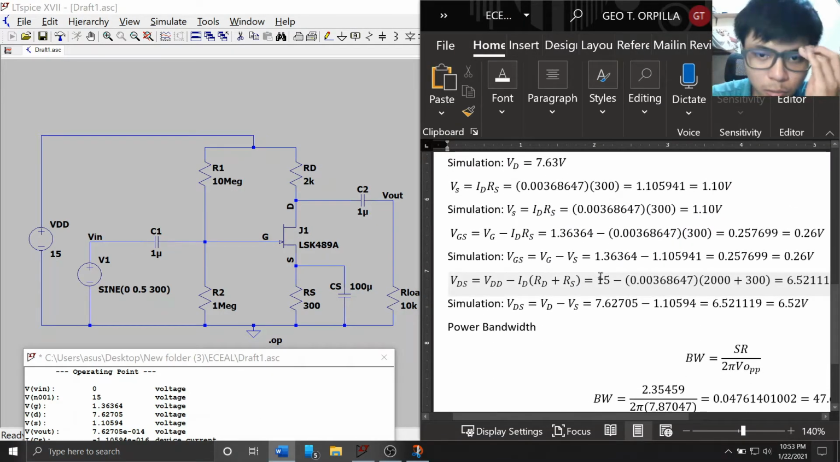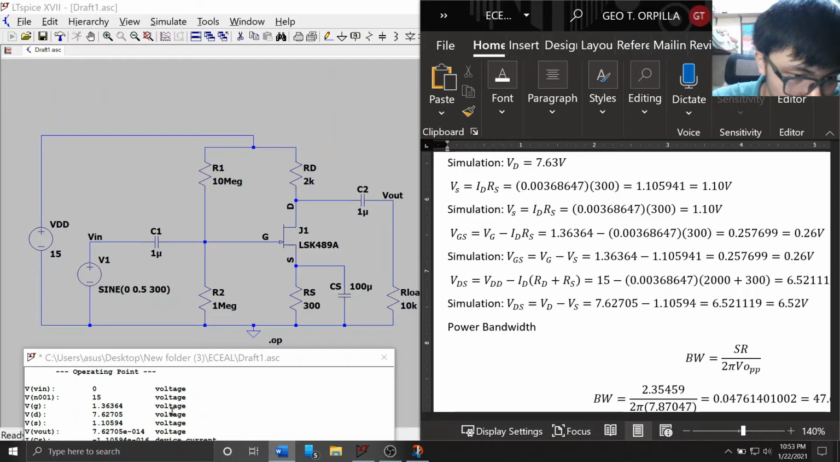And VS is equal to IDRS. So inputting the values with RS equal to 300 ohms gives us 1.10 volts. In the simulation, we also have 1.10 volts here.